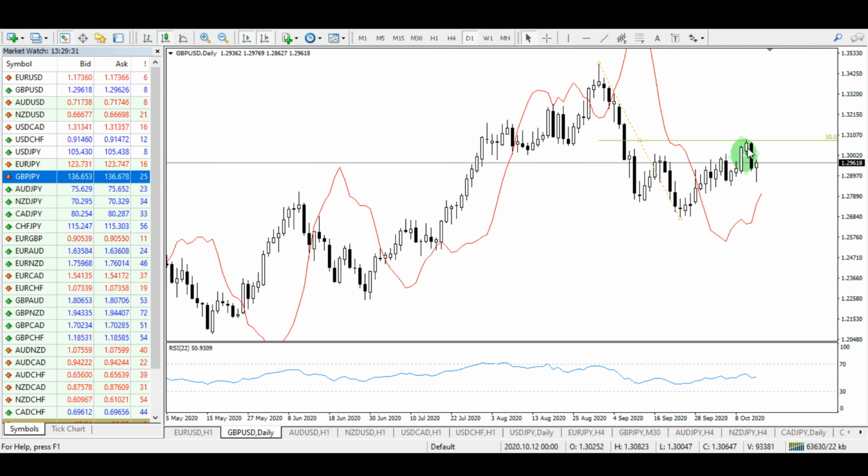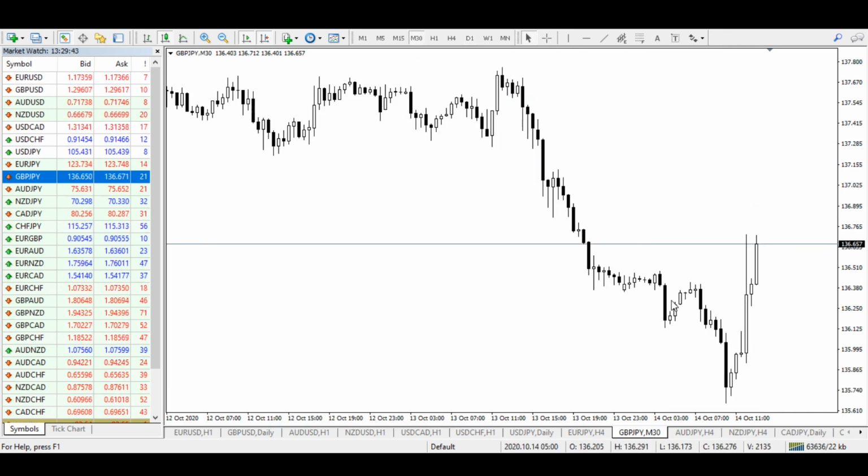But there is no fixed formula. The market has nothing to do with my target. It's not necessary for the market that it must go and hit my target before moving down. So that's why I will move my stop loss to the break-even point.